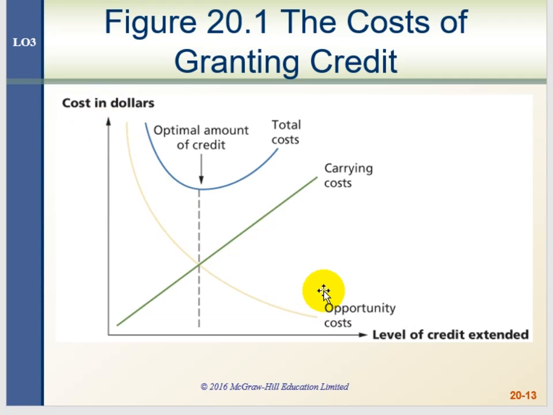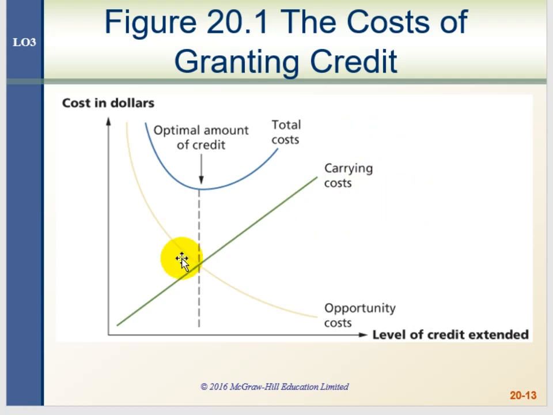Opportunity costs go down as we allow more credit. On the other hand, if we have no credit whatsoever, we're giving up a lot of sales. The more credit we allow, the more free our credit policy, the fewer of those lost sales there are going to be. On the other hand, the amount of credit we grant is fairly linearly related to the amount of interest we have to pay. So that's the carrying costs here.